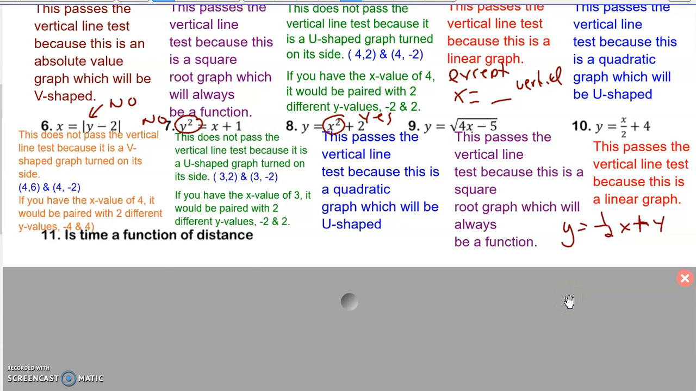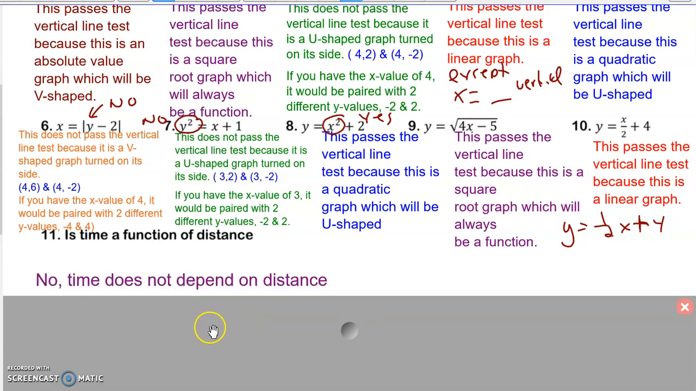Is time a function of distance? So is time a function of distance? No, time does not depend on distance. So right now, we are saying this is my dependent value and this is my independent value. It's the other way around. Your distance depends on time. The more time you have, the further you would be going.